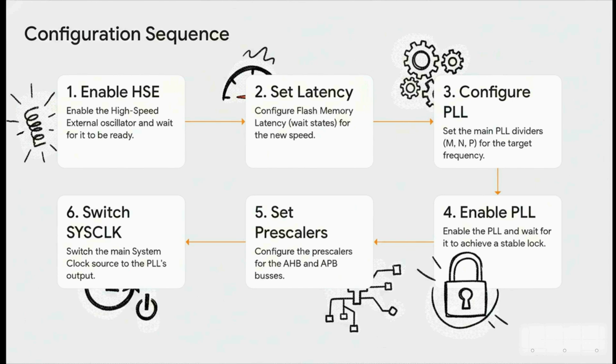After that's done, we set up our PLL dividers, turn it on, and wait for it to lock. And finally, after setting up our bus speeds, we make the big switch and tell the system to start using our shiny new PLL clock. Let's dig into each step.